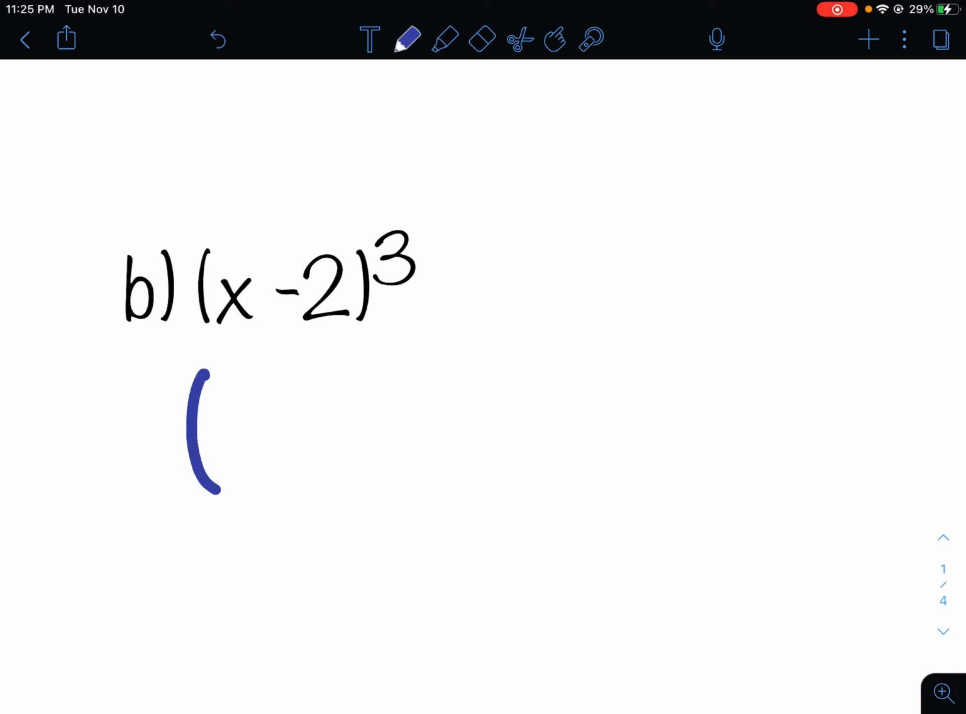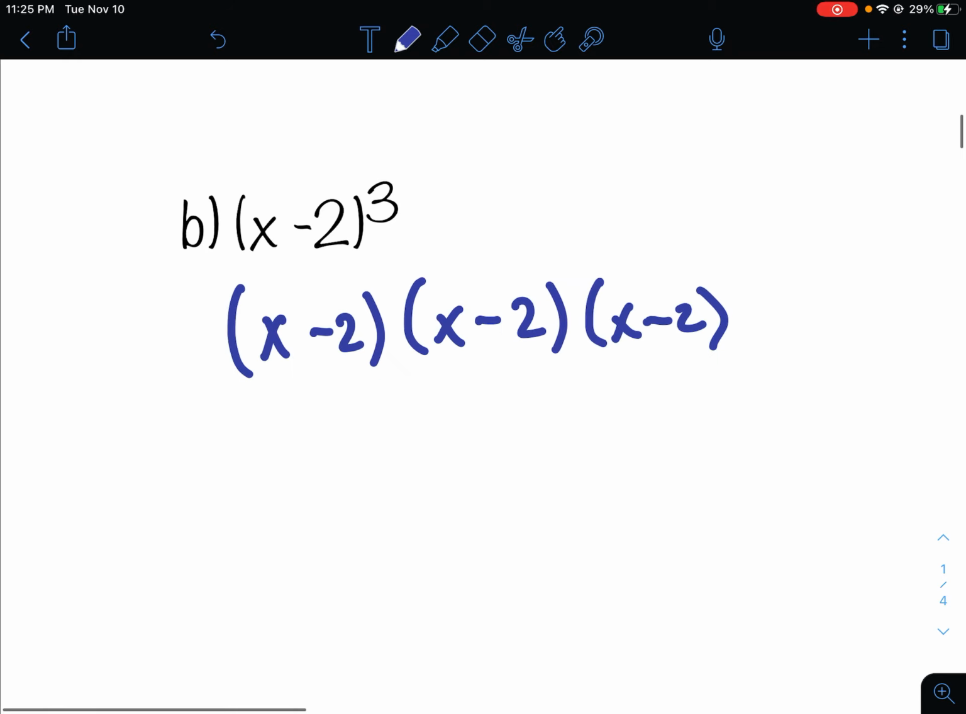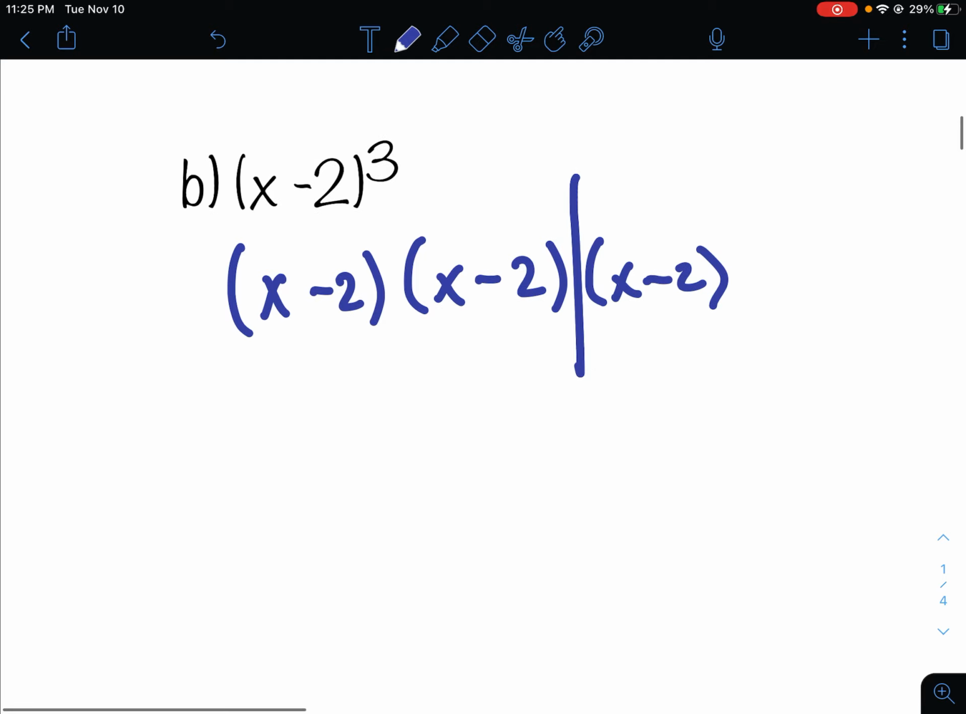So we write out x minus 2 three times. Now, what I said before is we can't multiply all 3 of them at the same time. You can only multiply 2 at a time. So I told you guys to divide this up so that you only multiply the first 2. And then once you're done multiplying the first 2, then you can incorporate the third one.